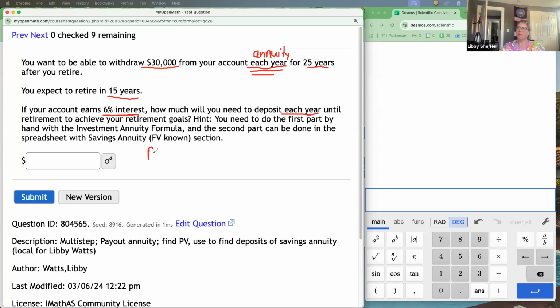We're going to start with the first part, because you want to be able to take 30,000 out each year. So that's a payout annuity, so we can use the payout annuity formula. P sub 0 equals 30,000, parentheses 1 minus, parentheses 1 plus the interest rate, which is 6%, so 0.06. And it's for each year, so divided by 1, close parentheses to the negative.